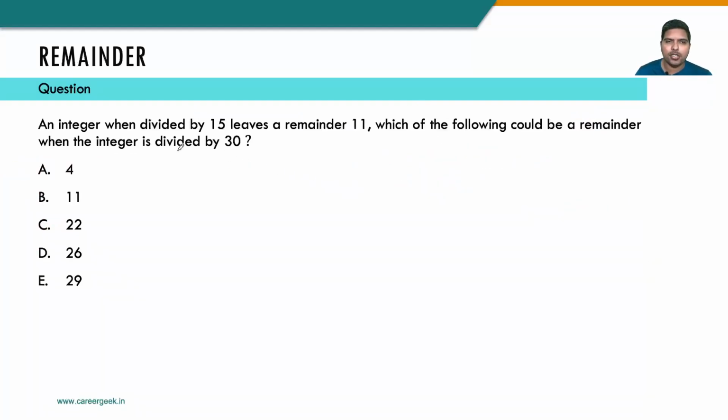Now an integer, let's say I take it as x, when divided by 15 leaves a remainder 11. So how do we write? Dividend is divisor into quotient plus remainder. Mastering this is very important. So x equals 15q plus 11, and it's quite straightforward, nothing else to do, where q is 0, 1, 2, 3, and so on.